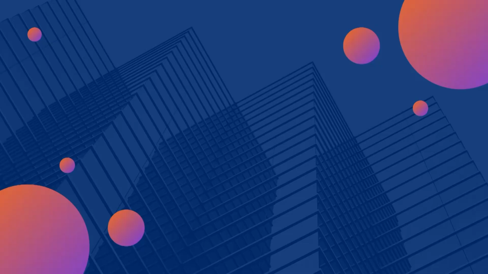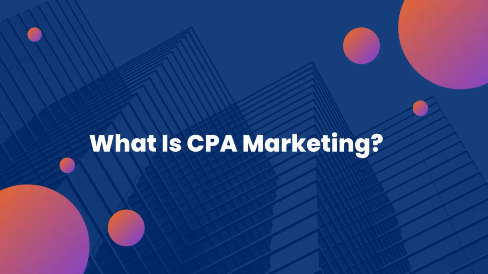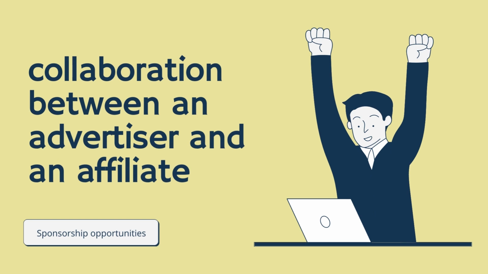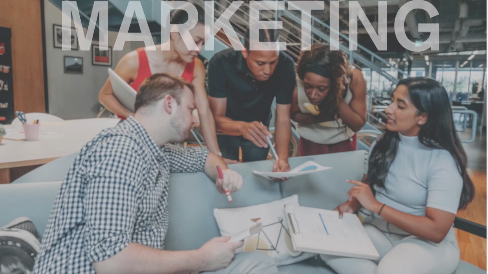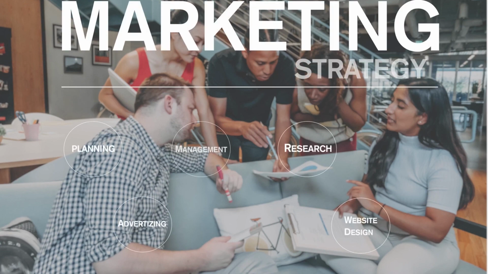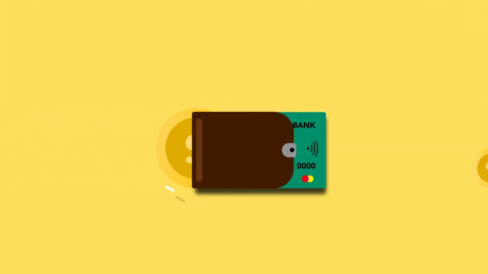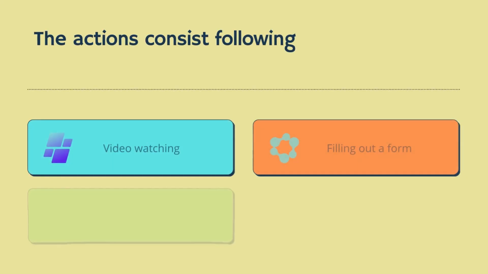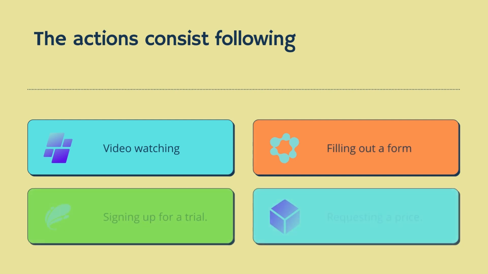What is CPA marketing? Cost per action marketing, also known as CPA marketing, is a kind of affiliate marketing that involves collaboration between an advertiser and an affiliate. Affiliates provide marketing services on behalf of advertisers. Affiliates receive commissions when users or customers respond to marketing by taking action. The actions consist of the following: video watching, filling out a form, signing up for a trial, requesting a price.